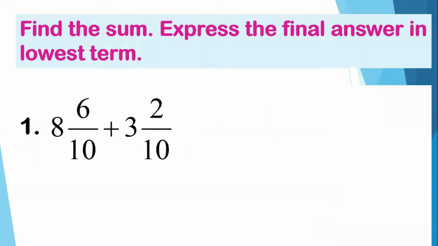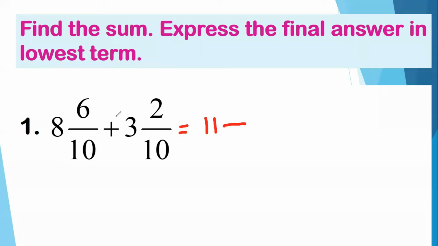So first, we have here: find the sum of 8 and 6 tenths and 3 and 2 tenths. So here, again, the first step is add the whole numbers. 8 plus 3 is 11. And then we have to add this time the fraction parts.